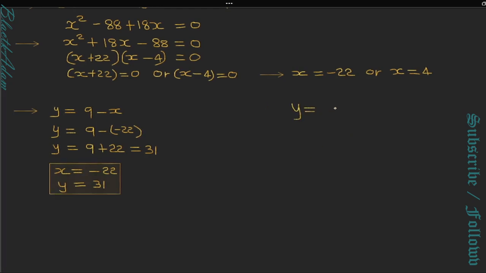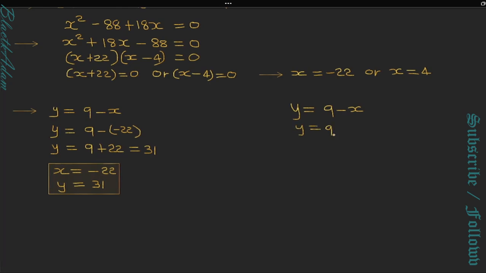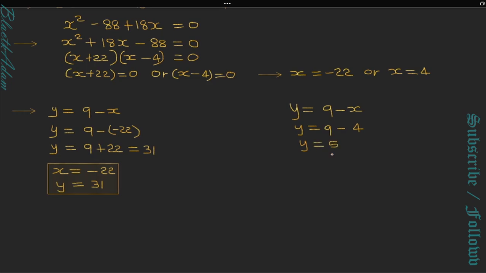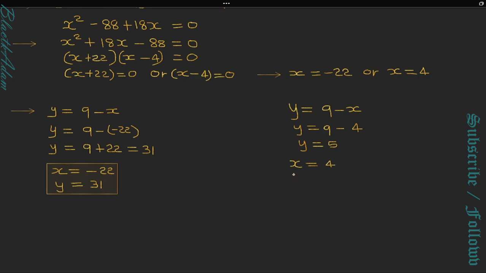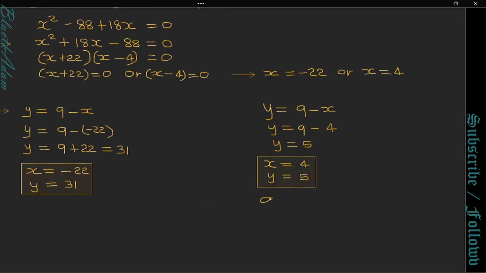The other set will be using the same equation, y is equal to 9 minus x. So y is going to be 9 minus our x, which this time is 4. So 9 minus 4 is 5. So y is equal to 5. So our other set is x is equal to 4, where y is equal to 5. That's the second set of our answer.